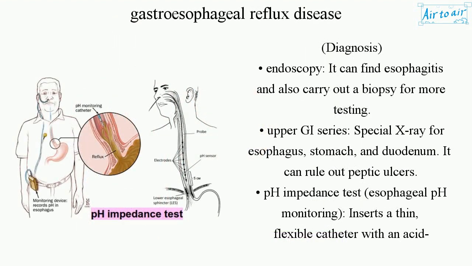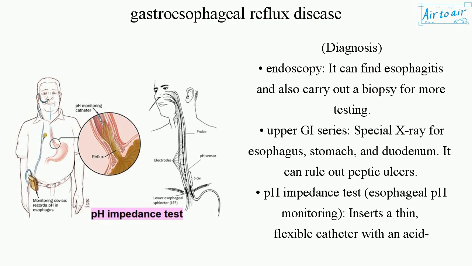Diagnosis: endoscopy. It can find esophagitis and also carry out a biopsy for more testing. Upper GI series, a special X-ray for the esophagus, stomach, and duodenum. It can rule out peptic ulcers.